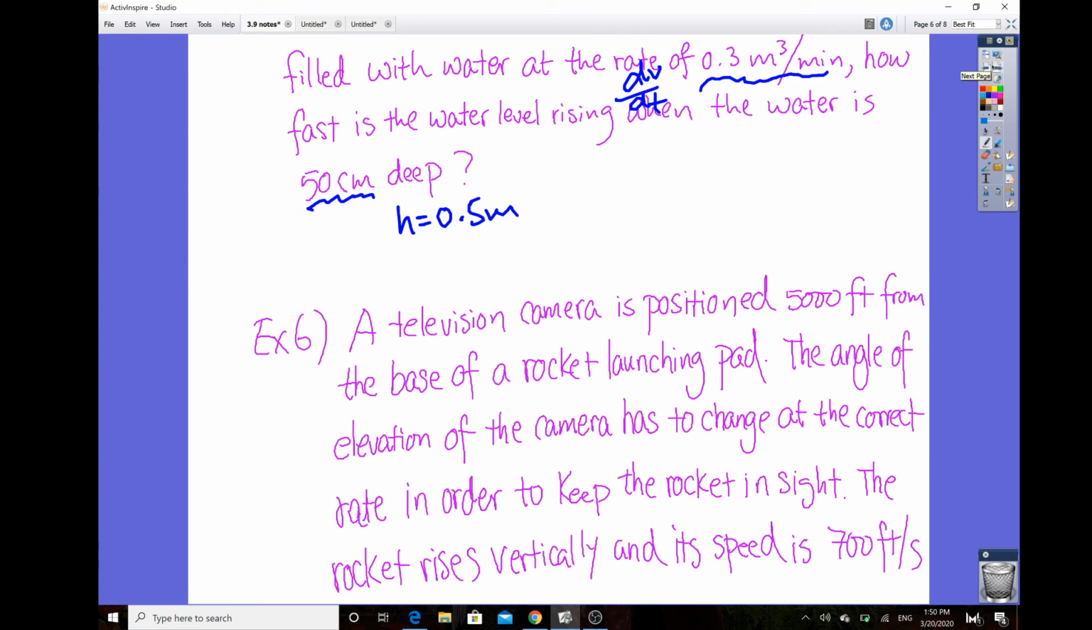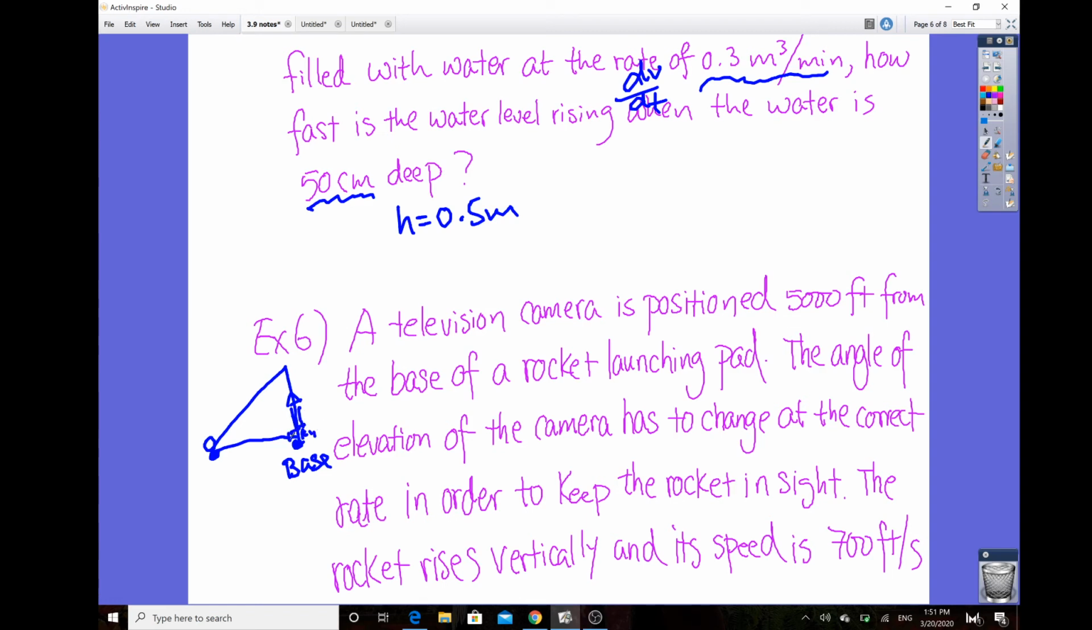A television camera is positioned 5,000 feet from the base of the rocket launching pad. So that means the diagram is going to be like this. Here's the pad. Well, the pad is actually over here, so the camera is also over here. This one is the base of the rocket. Okay, so it's flying this way.